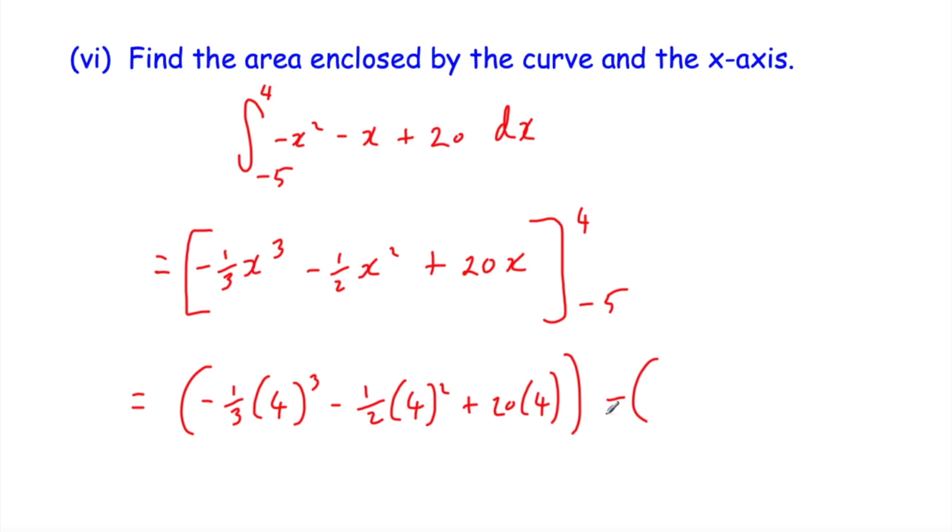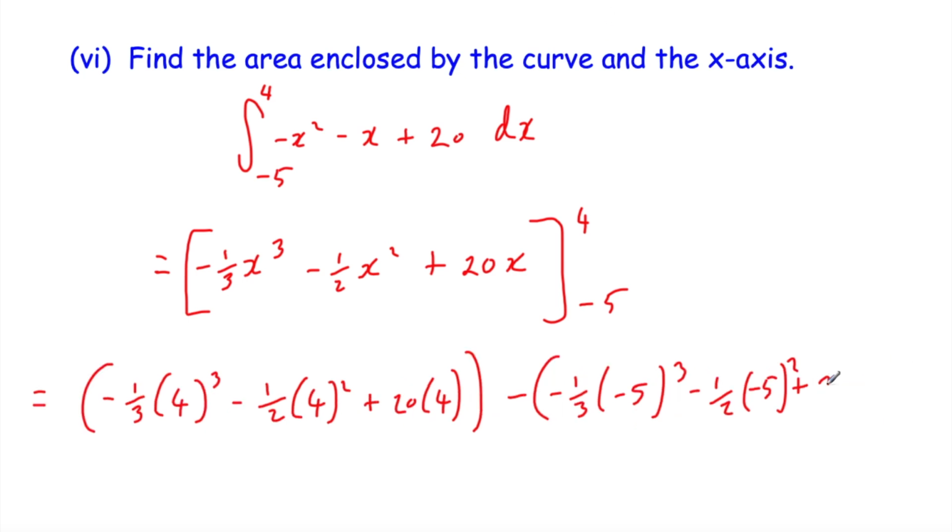Okay, so we then got subtract, and then we're going to substitute -5 into this. So -1/3 times -5 cubed, subtract 1/2 times -5 squared plus 20 times -5, close brackets, close brackets. Okay, so we can type this all in on our calculator in one go, or we can work out each bit separately. I'm going to work out each bit separately here. And whenever I work out this first part here, I get that's equal to 50 2/3, or 50.6666, and so on.